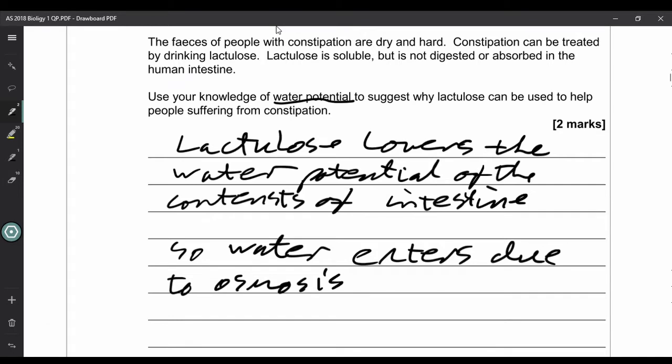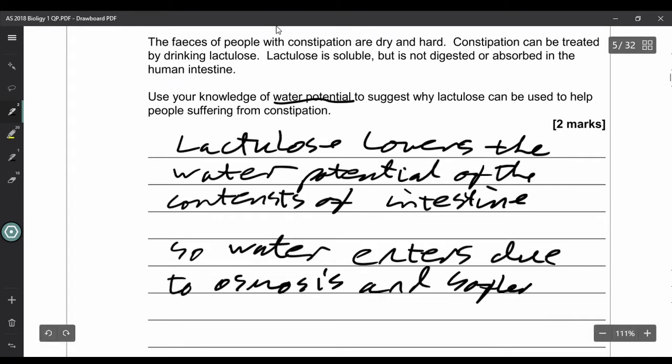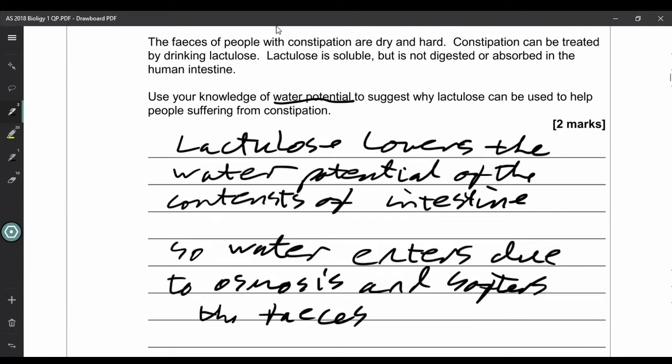and therefore softens the feces. So by water going into the intestine, that's going to go into the feces and therefore make it softer.